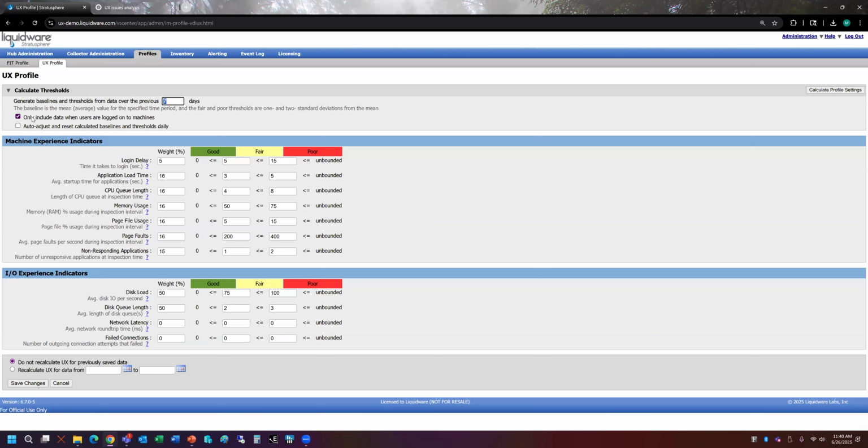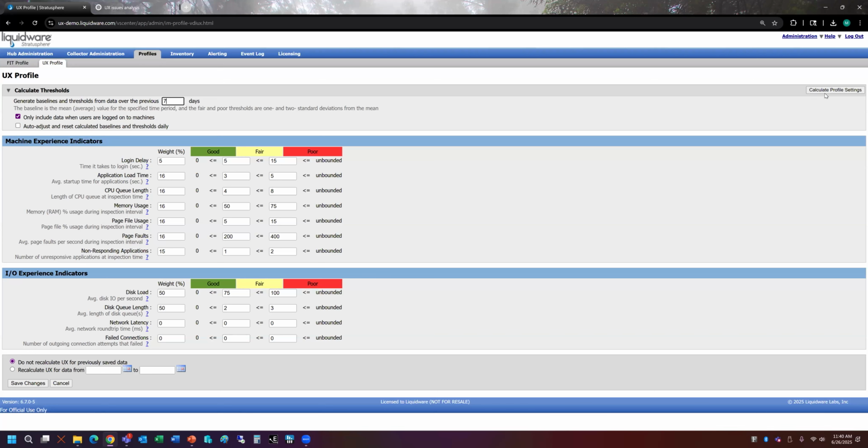And ideally, I like to have the checkboxes set up this way. I like to have it set to only include data when users are logged onto machines, because users that are not logged into machines, or machines that are idle, that's not part of my user experience values. And I uncheck auto adjust and reset calculations and baselines and thresholds daily. If you have any questions about that, please ask me offline. There's only a couple of very rare solutions where I use it. Most of the time, all I do is this and this: 7 days, users logged in.